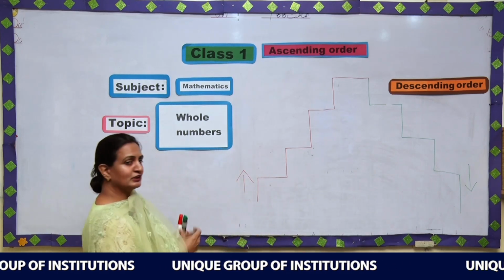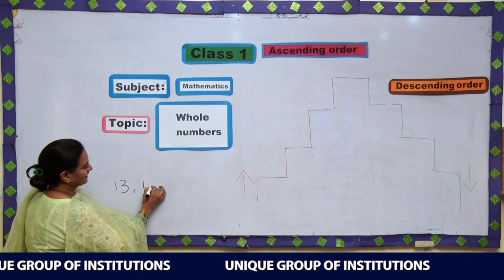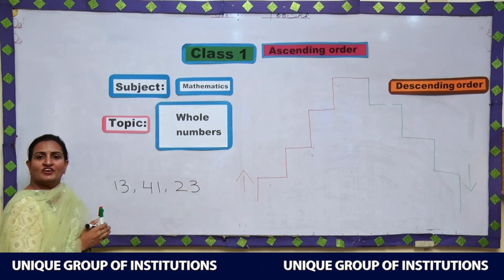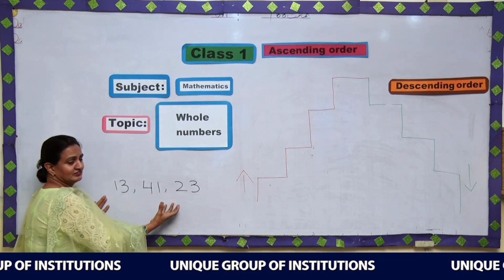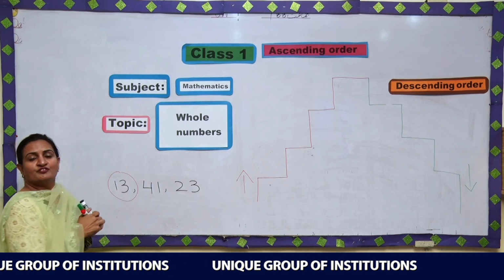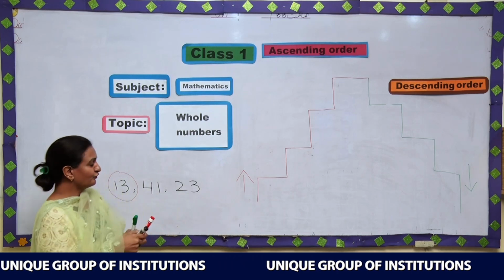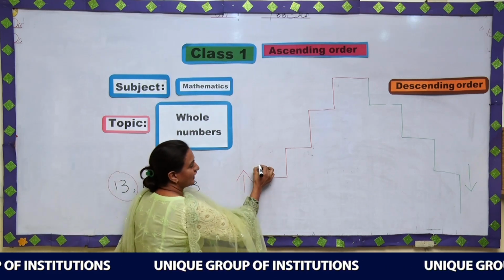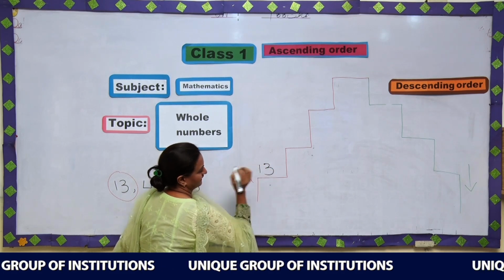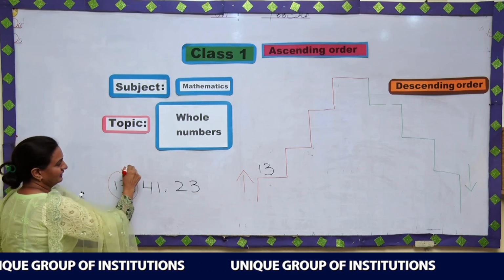I am writing some numbers here: 13, 41, 23. What is the smallest number among these given numbers? Definitely this is 13. Where do we put 13? In ascending order, we put 13 in the first place, the first line. So 13 has been written.